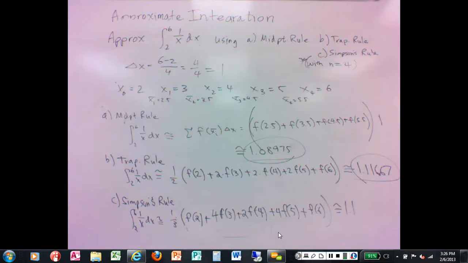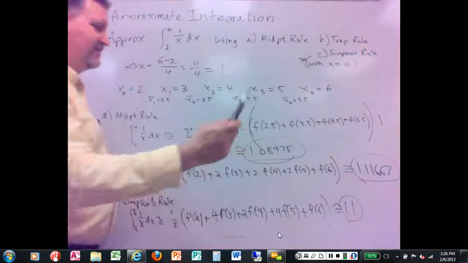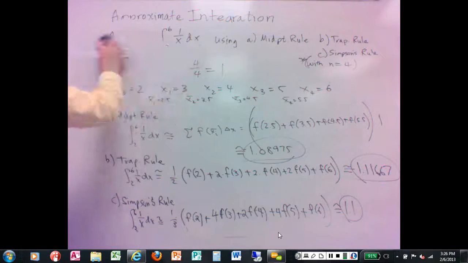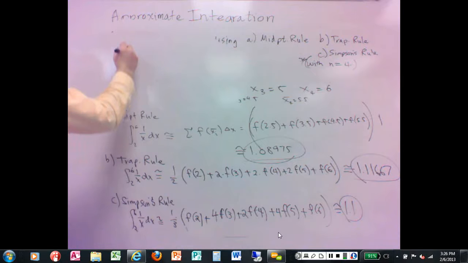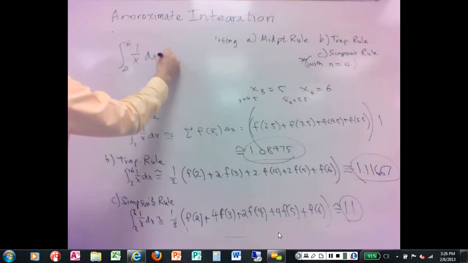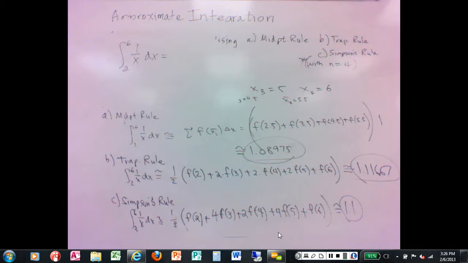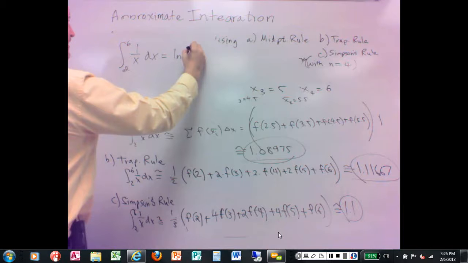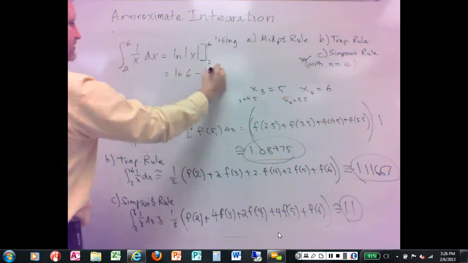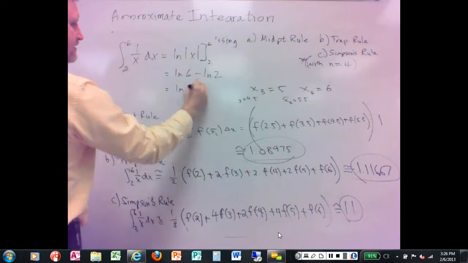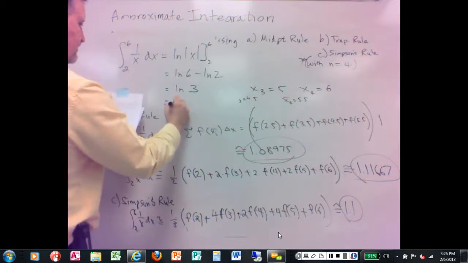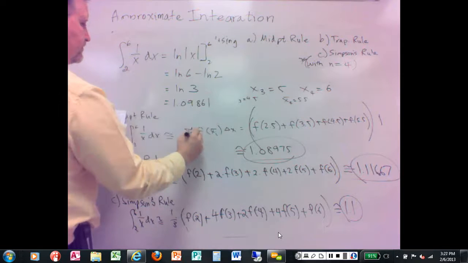Now, just to show you, these are pretty close. All of them are pretty close anyway. The real answer, yeah, we can actually do this one, can't we? What's the integral from a to b, 2 to 6, of 1 over x dx? Well, I can actually do that one. That's natural log, absolute value of x, from 2 to 6. So natural log of 6 minus natural log of 2, which is natural log of 3, which is 1.09861, dot, dot, dot.